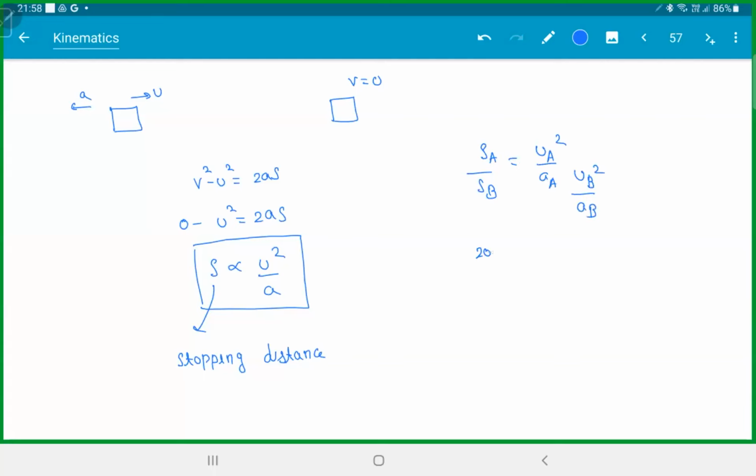So SA is 20 meters. SB, UA is 36 kilometers per hour. I can convert it into meters per second, but that is fine. That would be 10 square. Acceleration is A. This one has become 20 square and acceleration has become A by 2, so 2 will come up here. A will cancel. We end up with SB equal to 8 into 20, 160 meters.